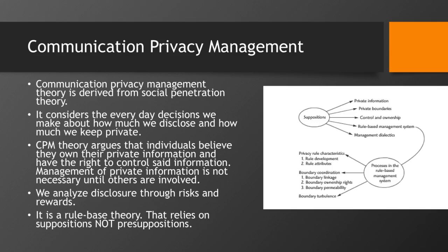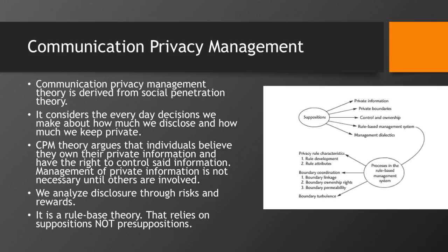Communication privacy management theory is often referred to as CPM, and it argues that disclosure is the process by which we give or receive private information. Private information is simply what people reveal to others in many different settings. Generally, CPM argues that individuals believe they own their own private information and have the right to control that information. So our suppositions, our arguments, our notions are that we have private information and we have ownership over that. However, we also feel as humans that management of private information is not necessary until others are involved. So we don't have to manage private information until it comes to communicating that private information.